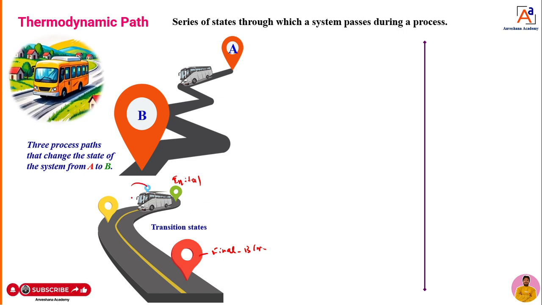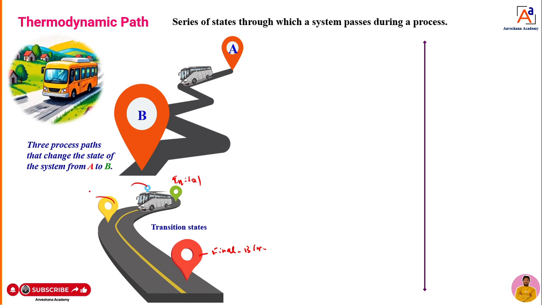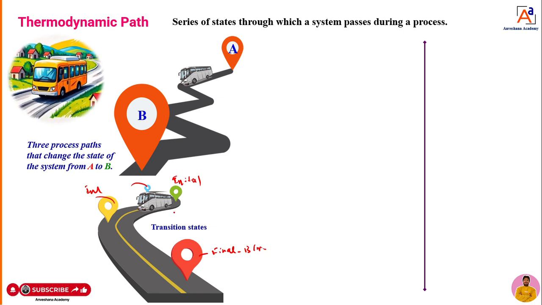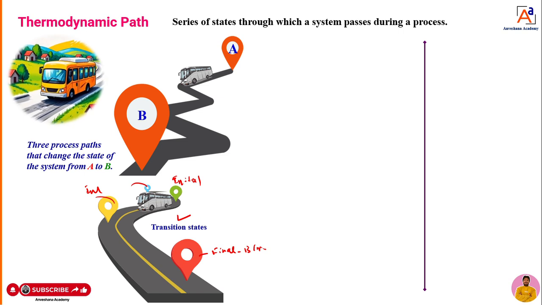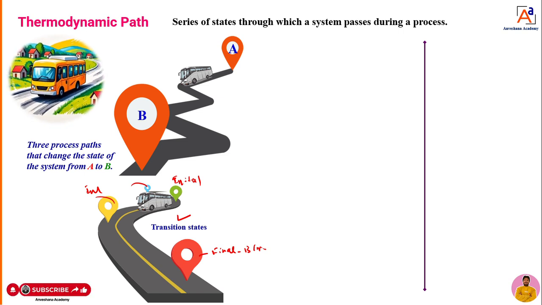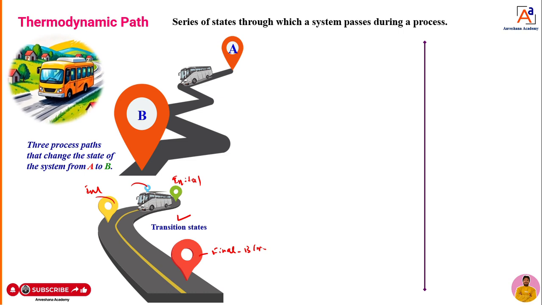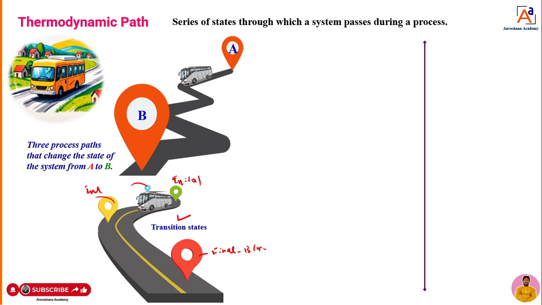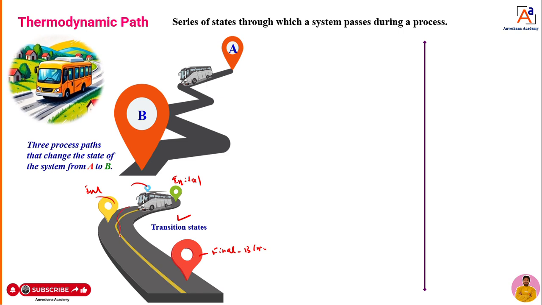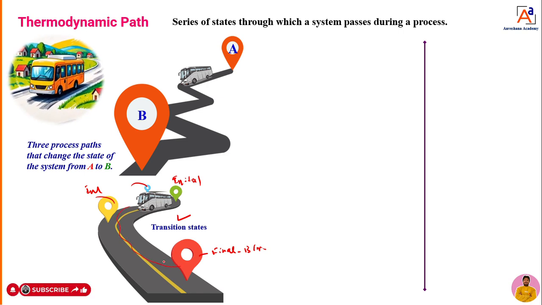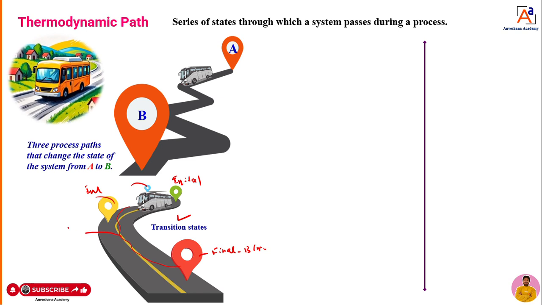But whatever states you get in between, we call those intermittent transition states, through which the bus reaches from one point to another point, or the system reaches from one point to another point. Then whenever you join all those states, you get a curve or a trace.